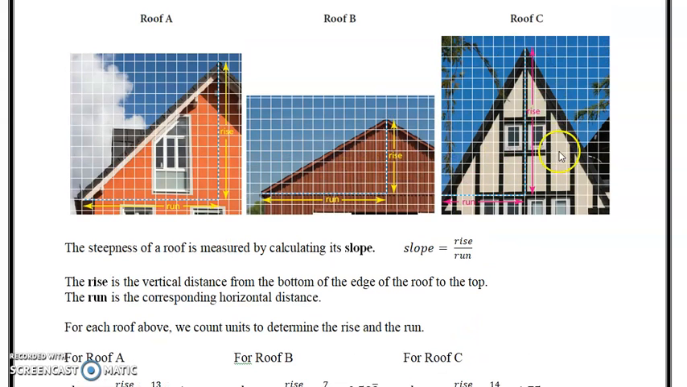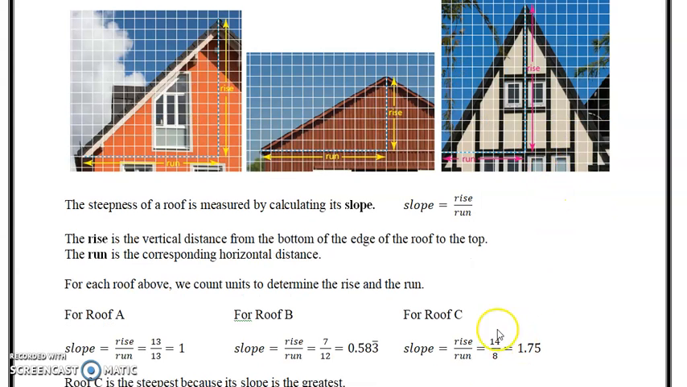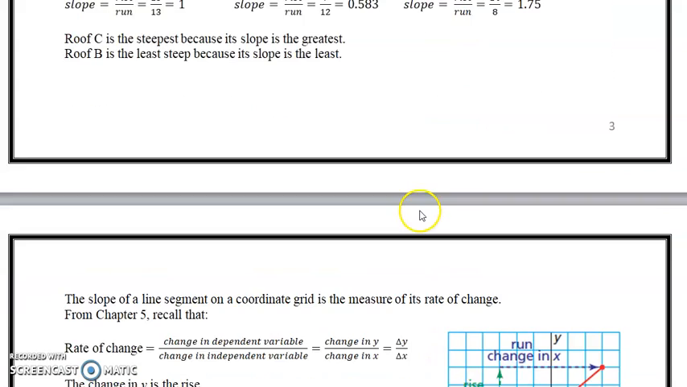And then the third roof, you can clearly see that it's the steepest of the three. It's a lot steeper, which is 14 over 8. If roof A was 1, this is obviously going to be greater than 1, and indeed it is. It's 12 divided by 8, which is 1.7.